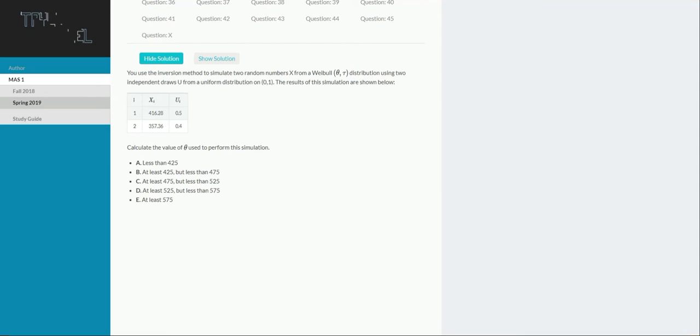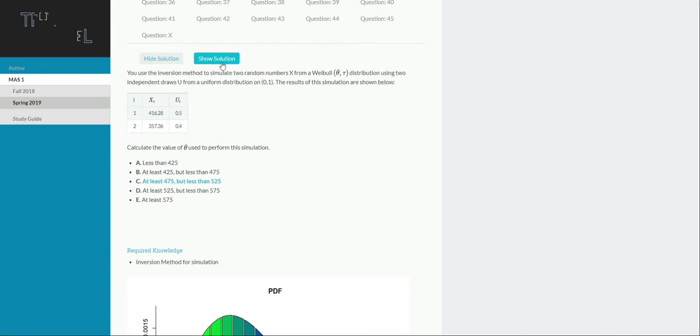Let's get started. You use the inversion method to simulate two random variables x from a Weibull(theta, tau) distribution using two independent draws u from a uniform distribution on 0, 1. The results of this simulation are shown below. For i equals 1, x subscript i equals 416.28, u subscript i is 0.5. For i equals 2, x subscript i is 357.36, u subscript i is 0.4. Calculate the value of theta used to perform this simulation.